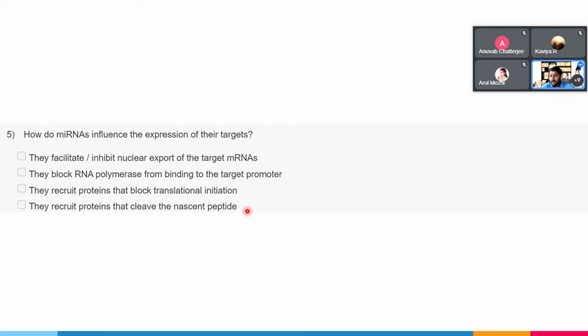So this is also a square type of box answer, that is, we have more than one option correct. Deepak goes ahead and says that it is 2 and 4. That is, they block RNA polymerase from binding to the target promoter, and they recruit proteins that cleave the nascent peptide. Oindrilla says 2, 3, and 4. That is, in addition to 2 and 4, they recruit proteins that block translation initiation. Anyone else wants to try and answer this?